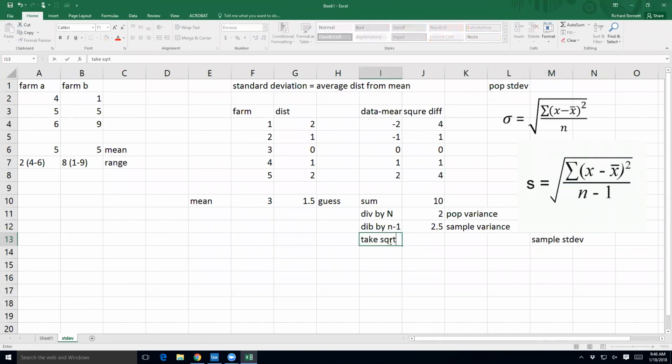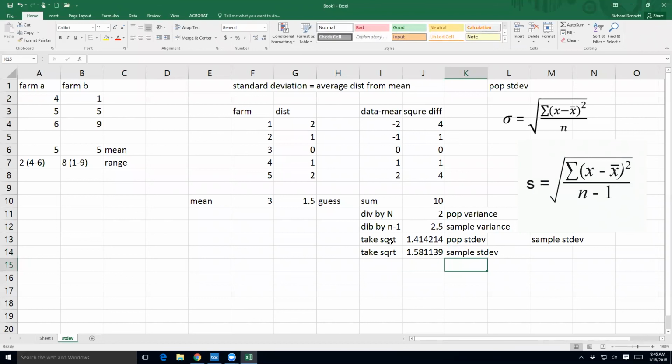Now, the last step is to take the square root. So we're going to take the square root of both of those numbers just to compare. The square root of 2 gives me 1.41, and that's my population standard deviation. Then I'm also going to take the square root again for the sample, and the square root of, in this case, 2.5 works out to be 1.58.